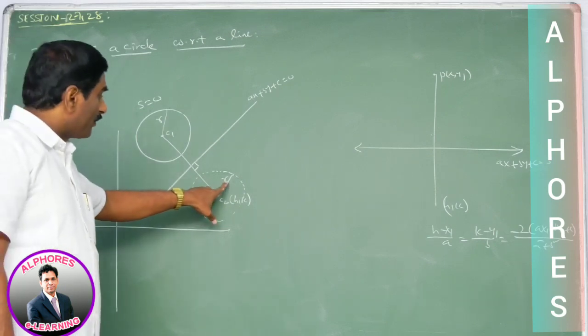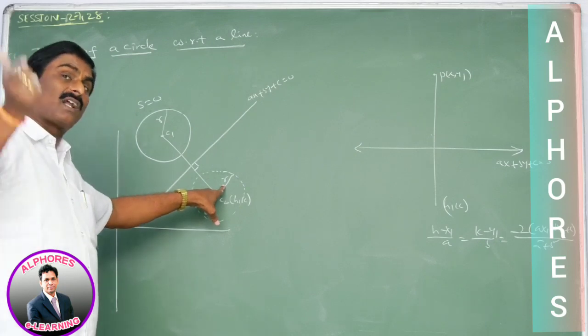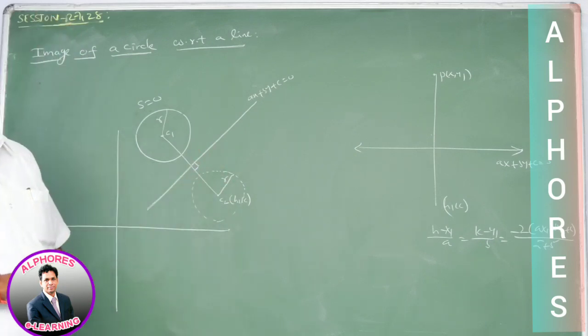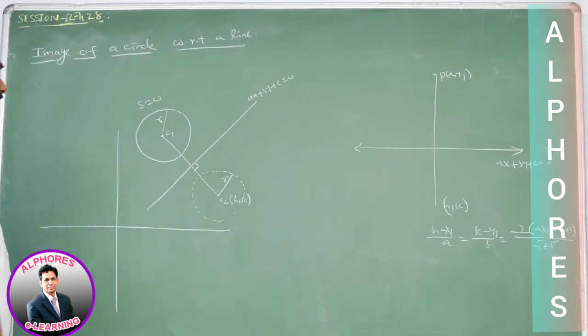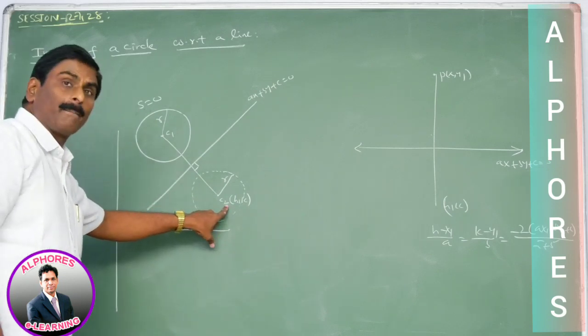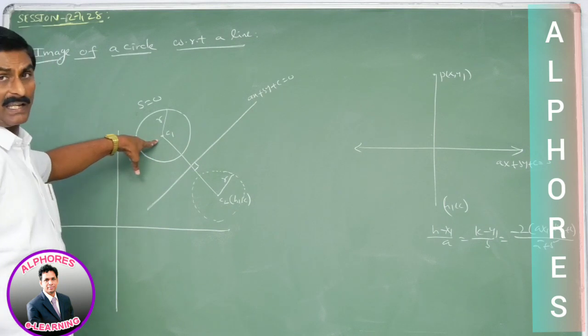Radius we already found. If the center of the circle is given, what is the equation of the circle? (x minus h) whole square plus (y minus k) whole square is equal to r square. Say (h, k) is the center of the image circle. This (h, k) is nothing but the image of the center of the given circle.